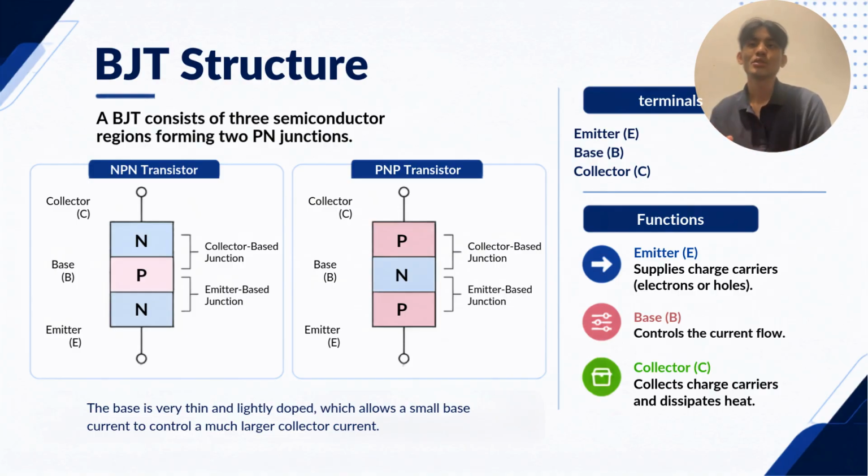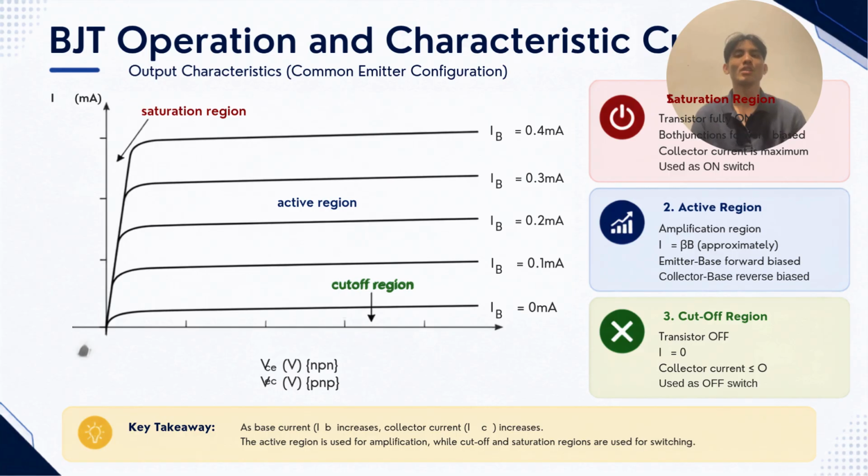There are two types of BJT, which are NPN and PNP. The main difference between them is the arrangement of the semiconductor layers and the directions of the current flow. In an NPN transistor, the current flows when the base is positive, while in PNP, the current flows when the base is more negative than the emitter. In addition, the base is very thin and slightly doped, allowing a small base current to control a much larger collector current. Now let's take a look at the operation of a BJT and its characteristic curve.